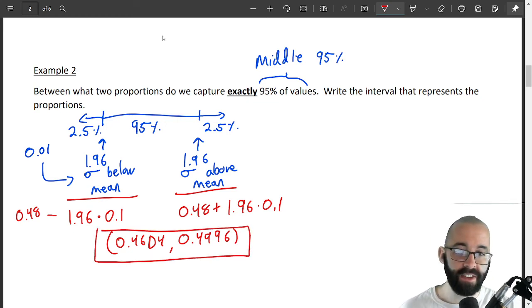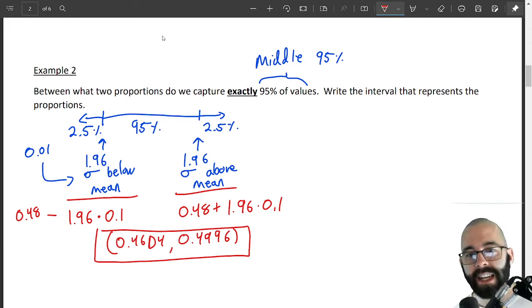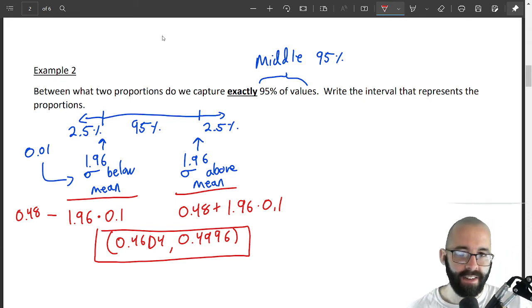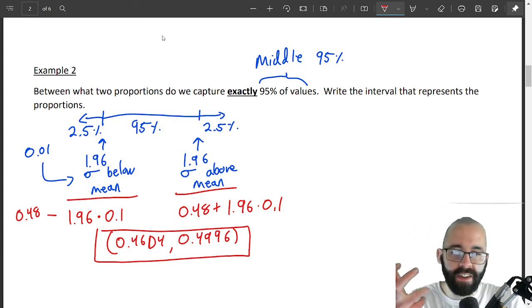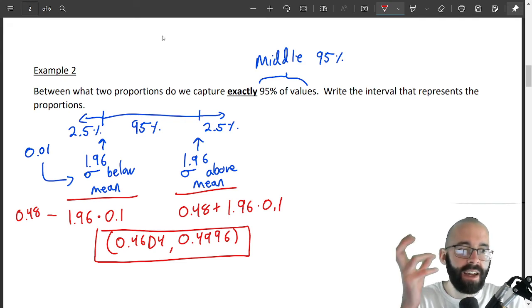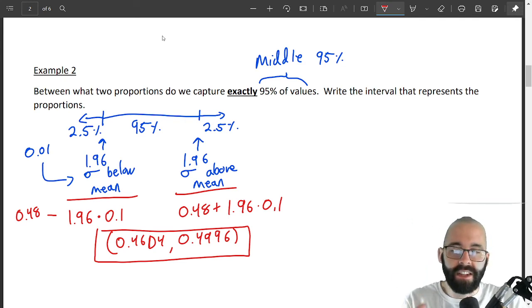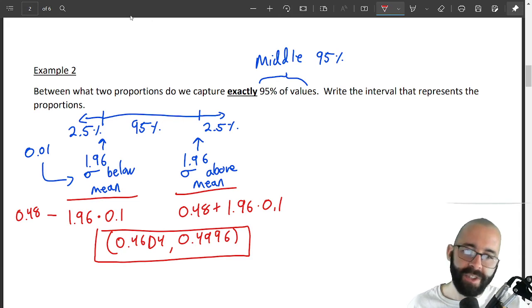This is actually a confidence interval. It's estimating the true population proportion, right? 95% of these sample proportions are going to be in this interval. Well, if 95% of the proportions are in this interval, it essentially means that we have a 95% chance that this interval contains the true proportion. Okay, but we'll talk more about that later, but that's kind of what's going on here.